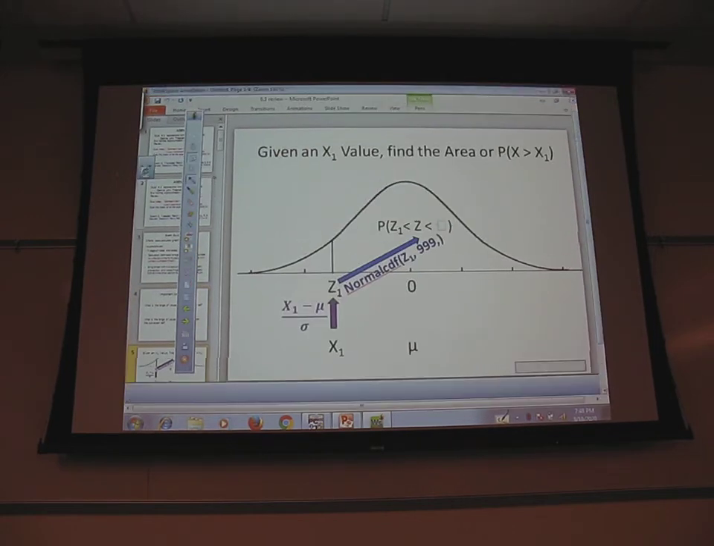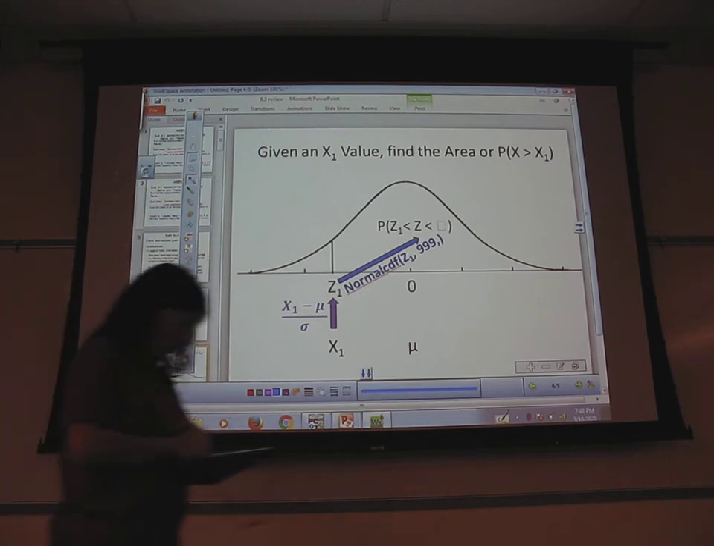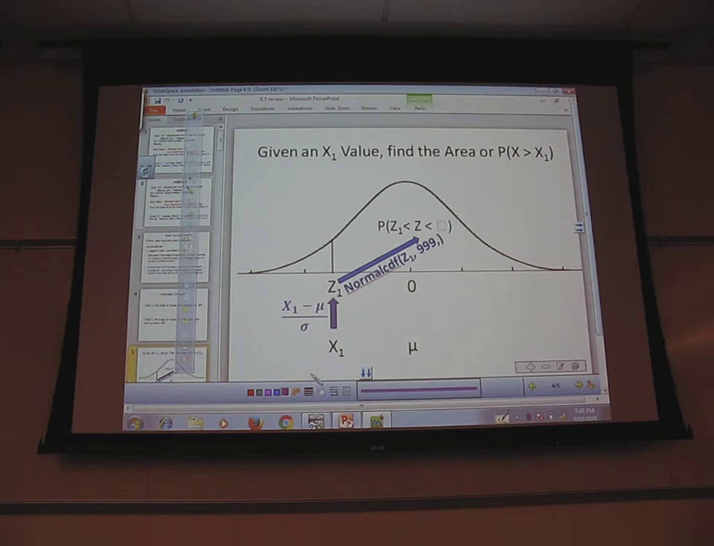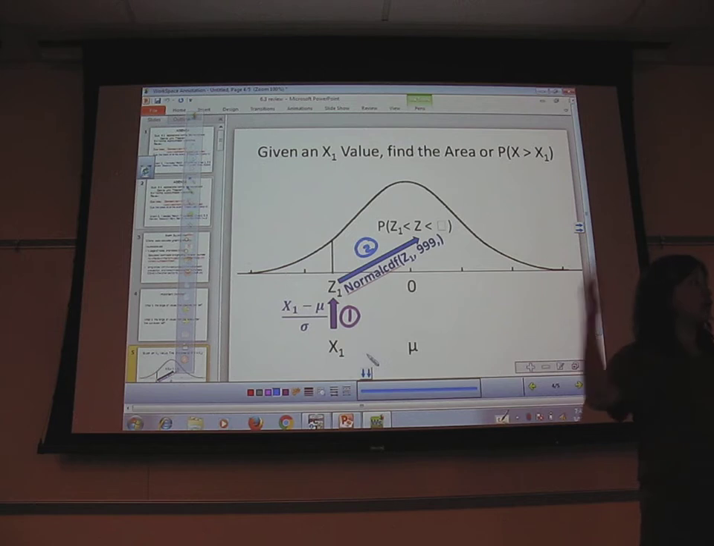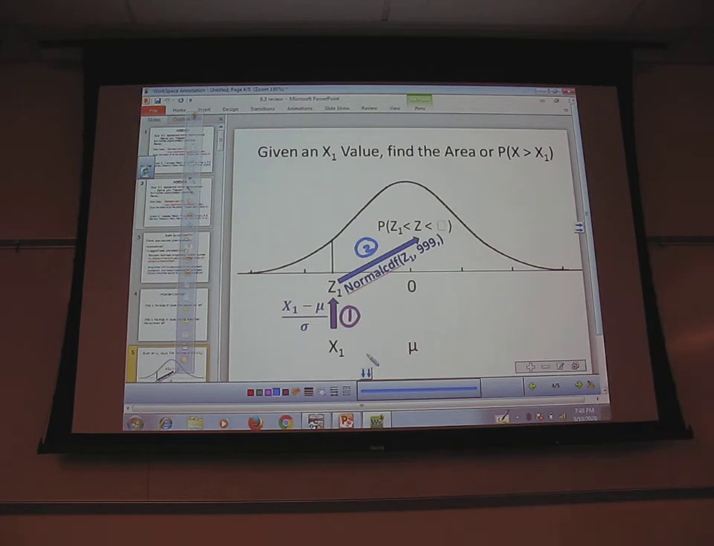All right, so this is one of the things that we kind of did before, where I might give you an x value and ask you to find the area or the probability that x is greater than some number. What you do is you first convert your x value to a z-score. Then use normal CDF to find that area. And remember, I'm either going to give you one value and say find the area above it or below it, or I'll give you two values and say find the area between them. If I give you two values, you've got to find the z-score for this one and the z-score for this one, and then use normal CDF to find the area between them. Okay. Good.